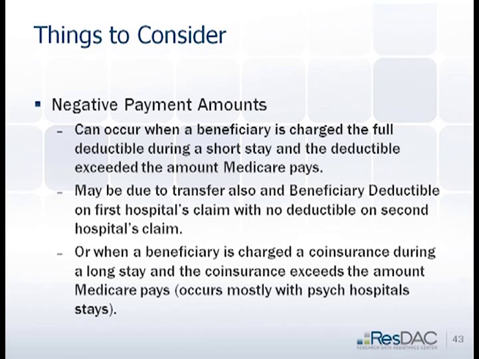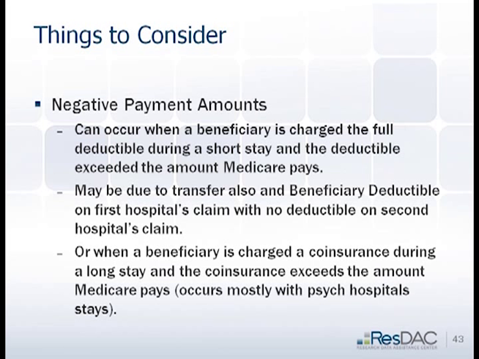You can also see it if you have transfers. So the deductible may be on the first hospital claim, but there's no deductible on the second. But that first hospital really didn't do too much other than transfer the patient to a different hospital because they needed different types of services than that hospital can provide. The other reason it happens, and this really happens with long-term care hospitals and inpatient rehab hospitals, is that if I'm in the hospital long enough for my coinsurance to kick in, that coinsurance amount gets to be pretty excessive for the beneficiary, and so it shows up as a negative amount for Medicare.